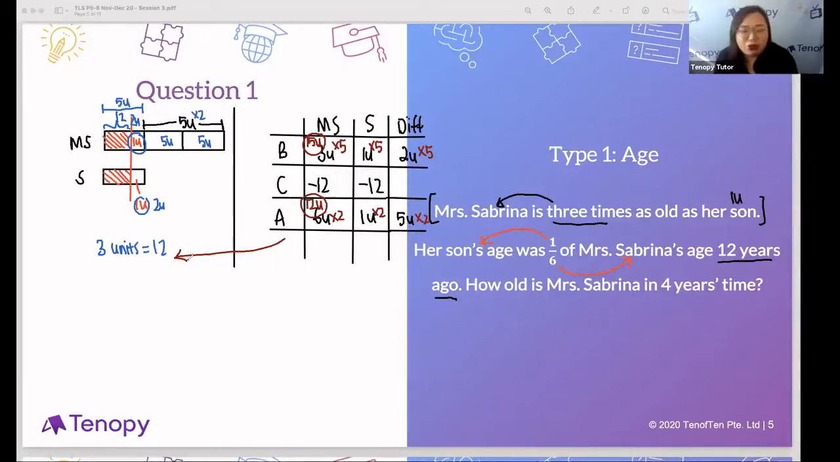Okay, so now we make this conclusion. I want to find Mrs. Sabrina in 4 years' time. What should I do next? After we know that 3 units stands for 12. What is the next step?